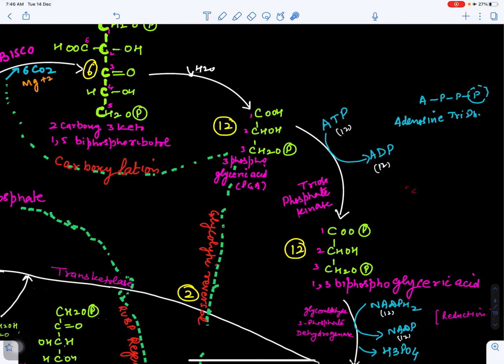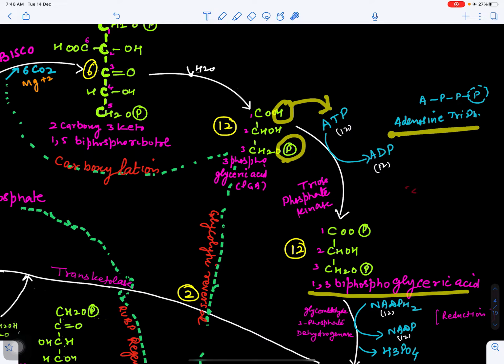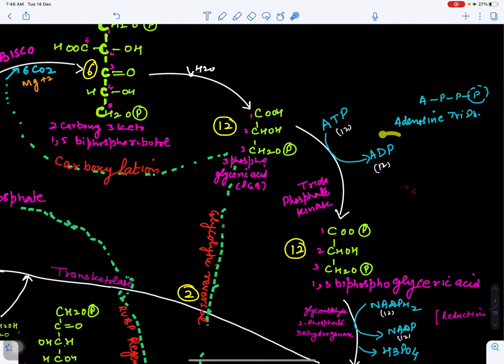Now this 3-phosphoglyceric acid will again be converted to 1,3-biphosphoglyceric acid. At the 3 position phosphorus is there, and at the 1 position phosphate will be added from ATP. ATP is what? Adenosine triphosphate. There are 3 phosphates, one will be added here and this will be converted to 1,3-biphosphoglyceric acid, and the ATP itself will be converted to ADP. Because 12 molecules are there, 12 ATPs are required. 6 we have already discussed. These are 12 molecules, so the total will be 18 molecules, right?